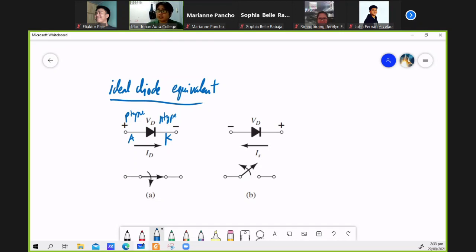Okay? The ideal diode, pag positive ang anode with respect to the cathode, or pag negative ang cathode with respect to the anode, automatic siya ay naka-forward bias. Yun ang tatandaan natin for the ideal diode. Automatic siya. So this is automatic. If the anode is positive with respect to the cathode and vice versa, matik yan, naka-forward bias. Yan ay for ideal diode only.